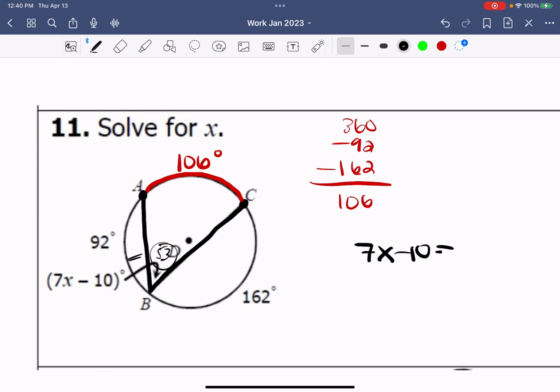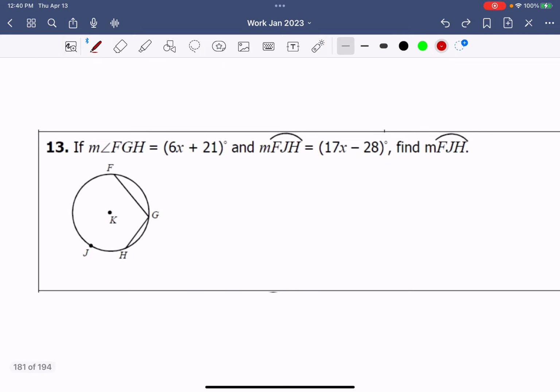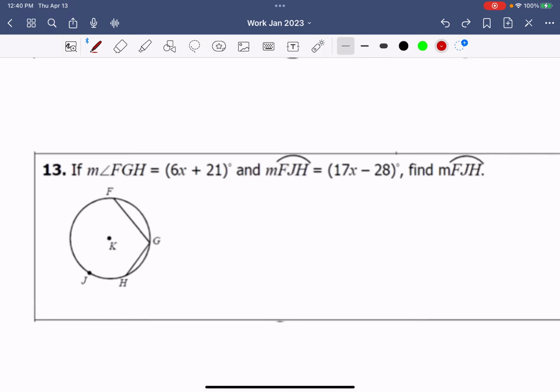7x minus 10 equals 53. And then all you have to do is add 10 and divide by 7. All right, so 2 more.